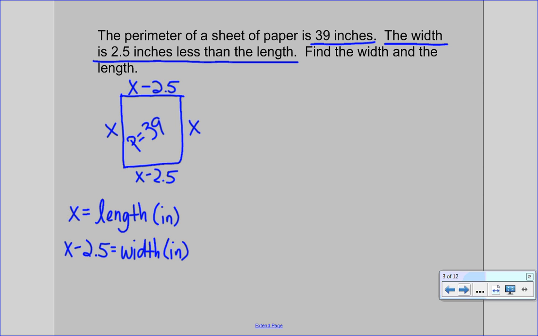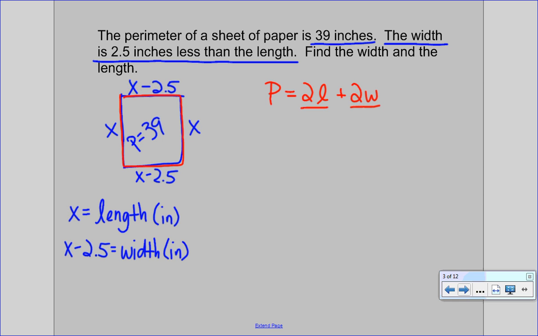Now I want to figure out, step 2, how I can translate this information into an equation. If we think about a formula, the formula for the perimeter of a rectangle is P, the perimeter, equals twice the length plus twice the width. Because perimeter means the distance around all the outsides. So you would need to add this side, plus this side, plus this side, plus this side, which is essentially twice the length plus twice the width.